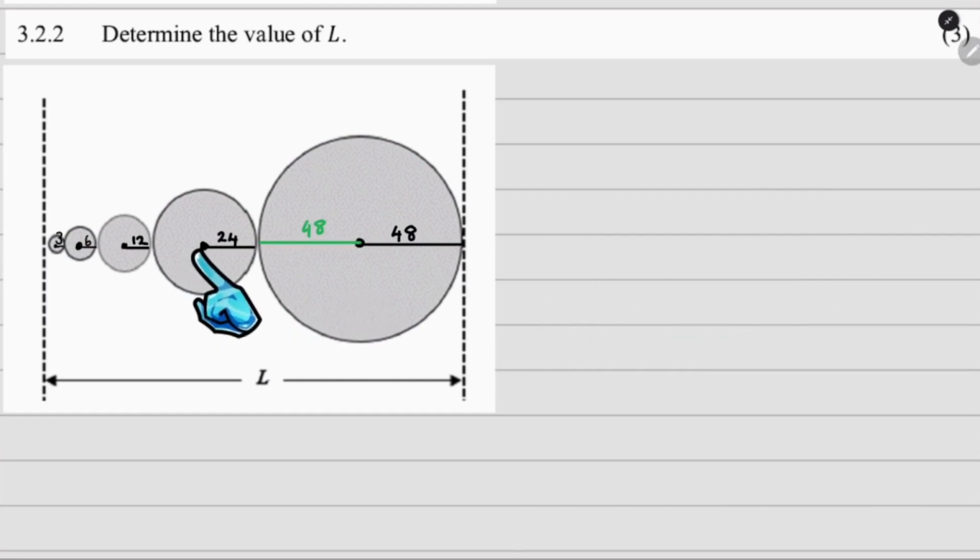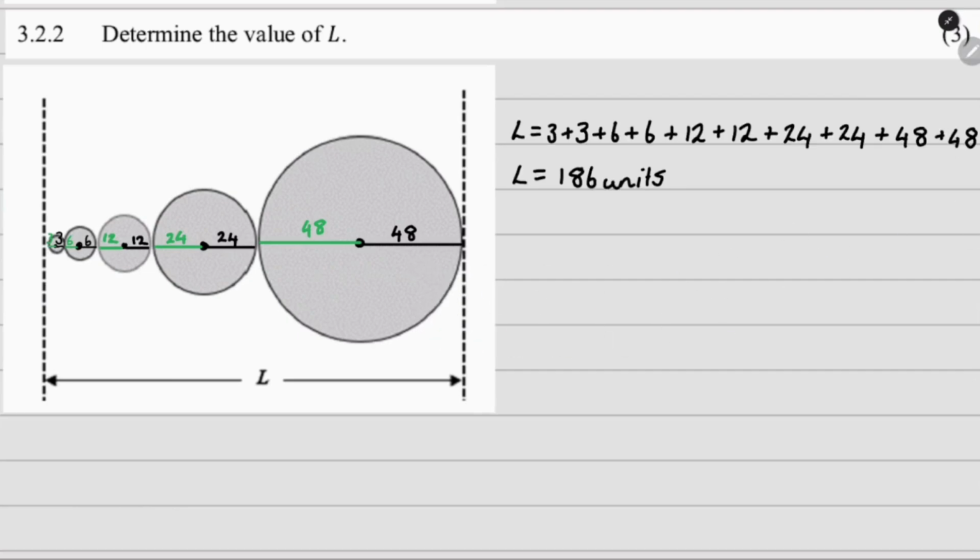And the same will be true for all these other lengths over here. So if I want to get the distance L, I'm just going to add all these numbers together. Okay, and then don't take chances. Pop that straight in the calculator to give you 186 units.